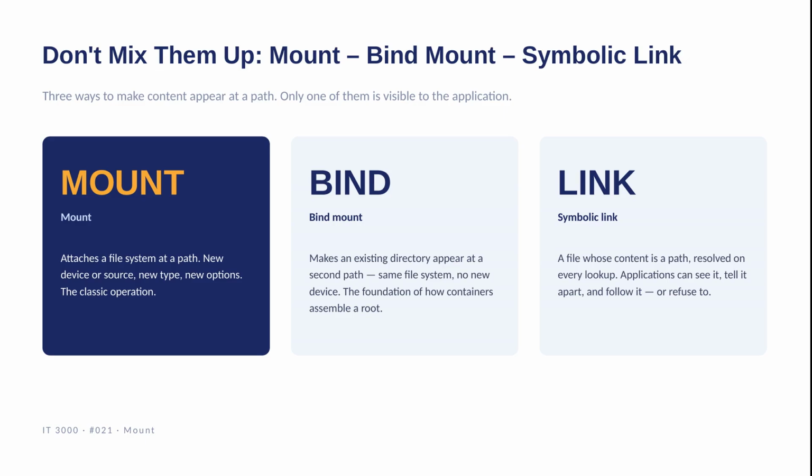Now, mount has two close cousins that get confused with it constantly, and the distinction matters. A plain mount attaches a file system: a new source, a new type, its own options. A bind mount is different. No new device, no new file system, just an existing directory made to appear at a second path. It's how container runtimes assemble a root out of pieces of the host. And a symbolic link isn't a mount at all. It's a small file whose content is a path followed on every lookup. The application can see the link, inspect it, and choose whether to follow. That visibility is the tell. Mounts are invisible redirection, symlinks are visible indirection.